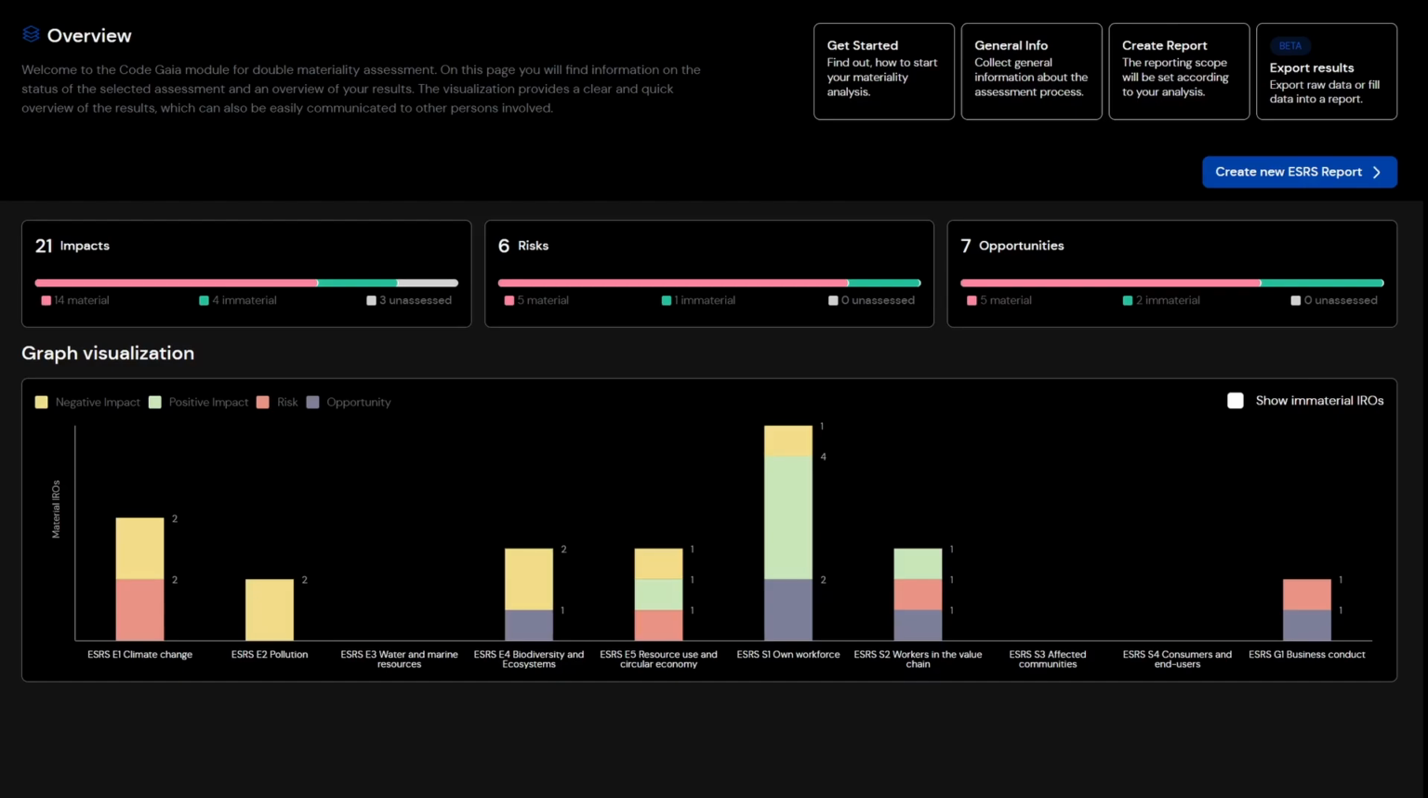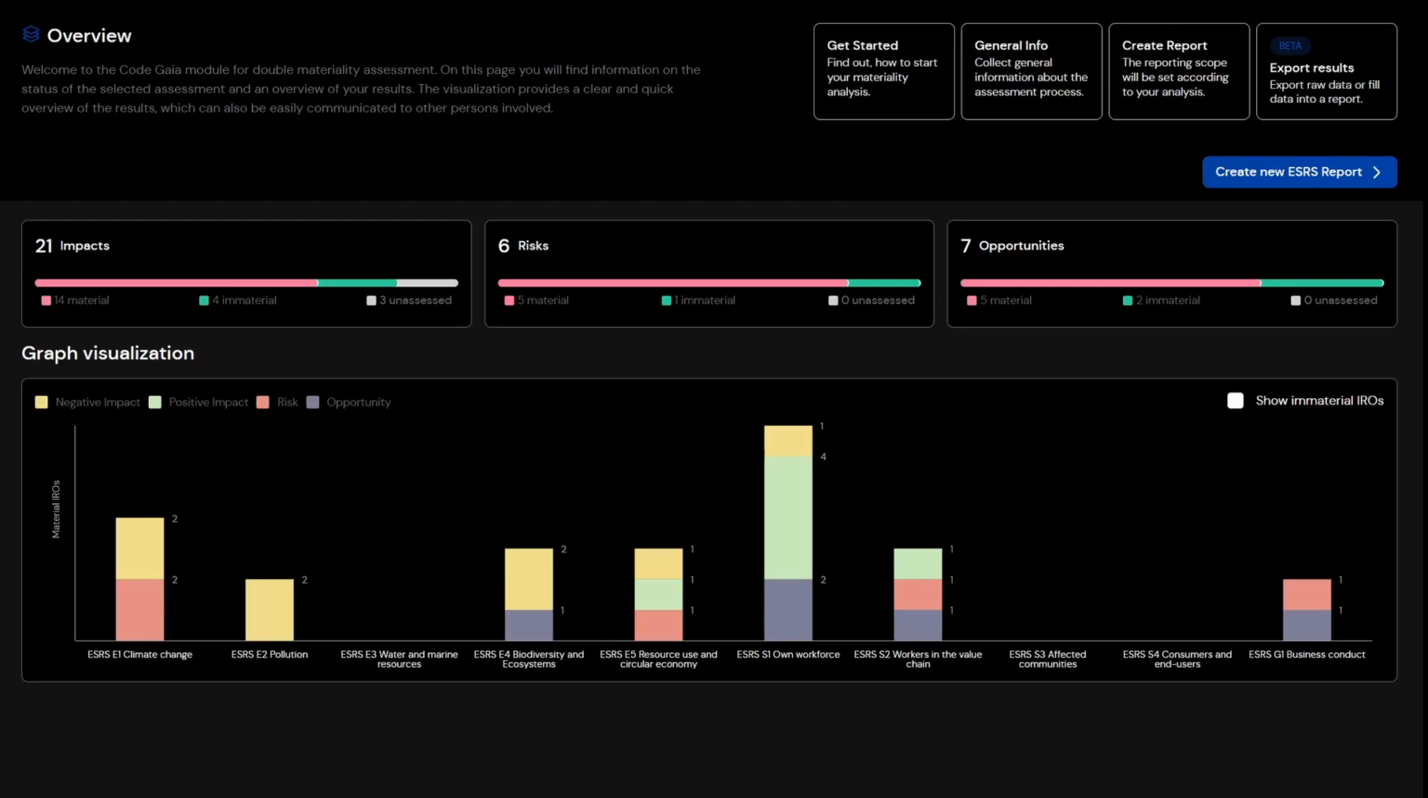At the top of this visualization, you can see the dashboard, and this is just an indication of the progress of the assessment. You can see we have 21 impacts that have been identified in this assessment, 6 risks, and 7 opportunities. Below those, we can see the progress of how many of each were found to be material, how many have been found to be immaterial, and how many are yet to be assessed. So we can see that this assessment is nearly complete. There are 3 impacts which remain unassessed, and everything else has already been assessed.